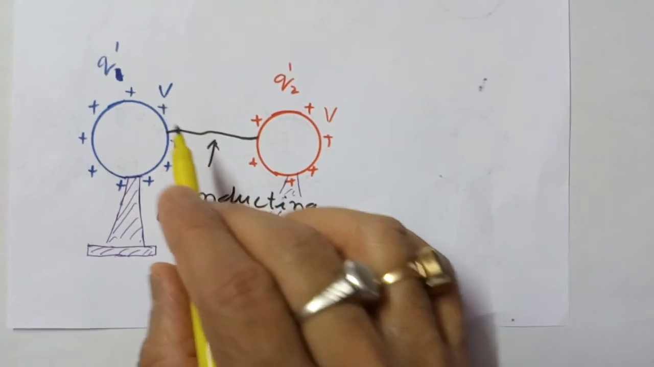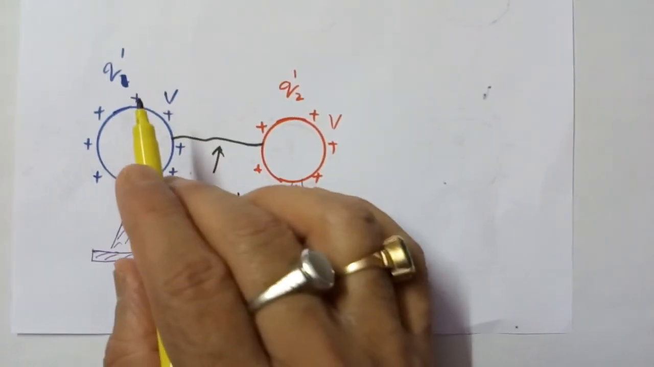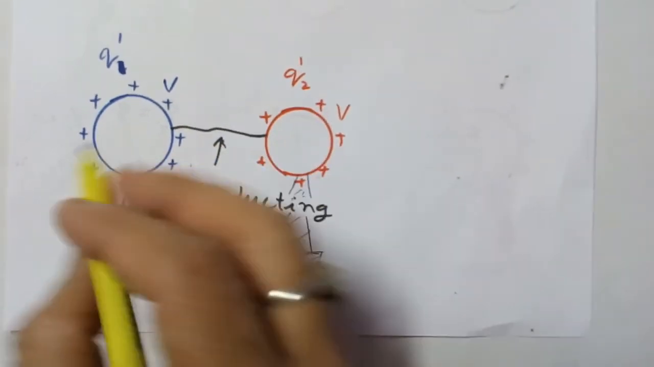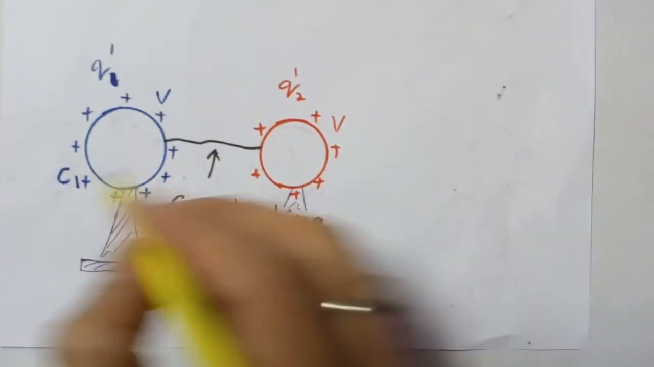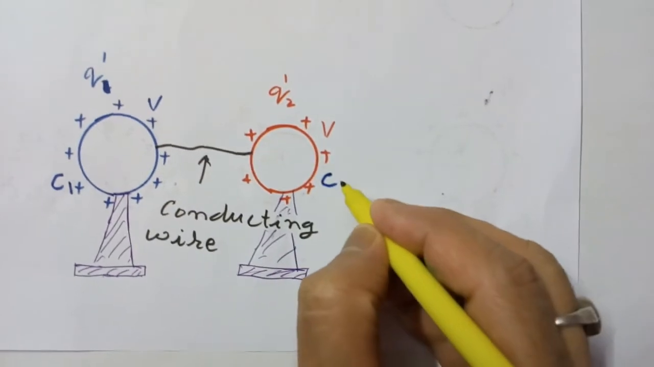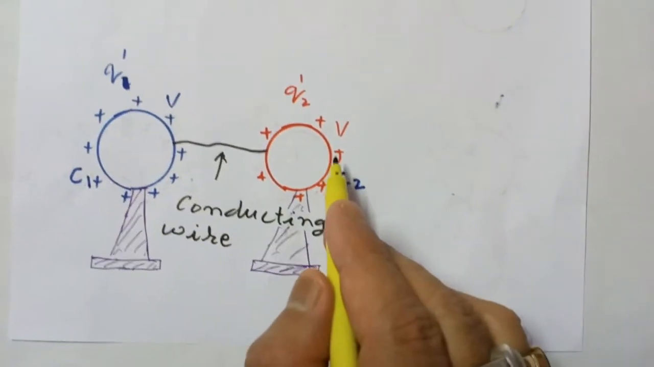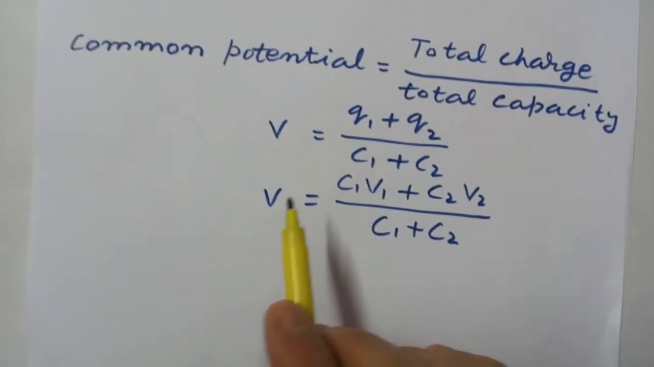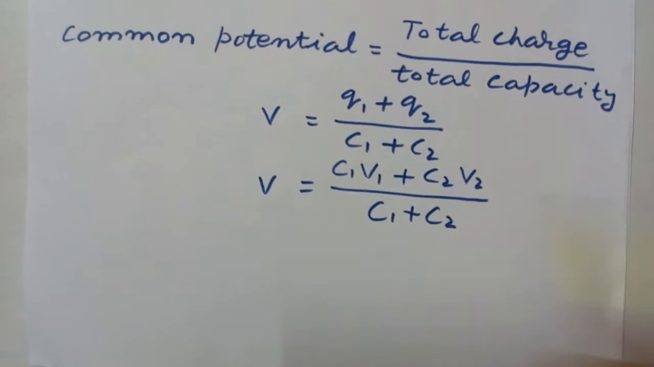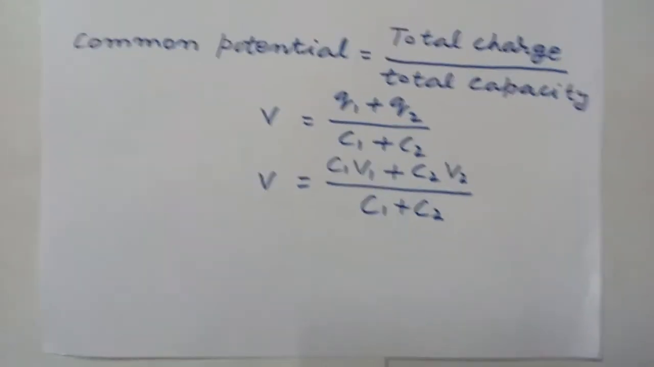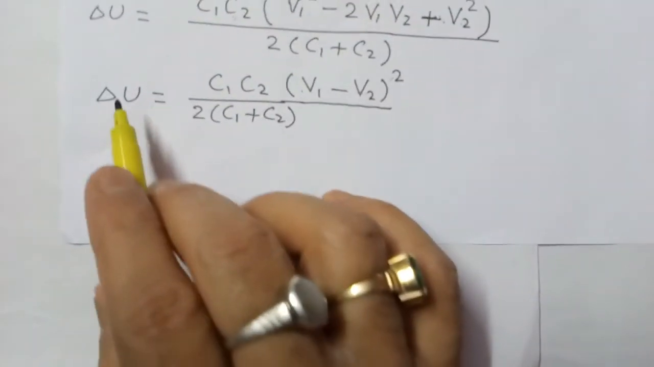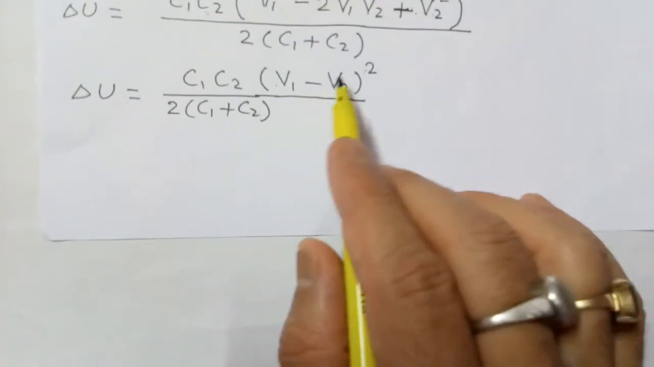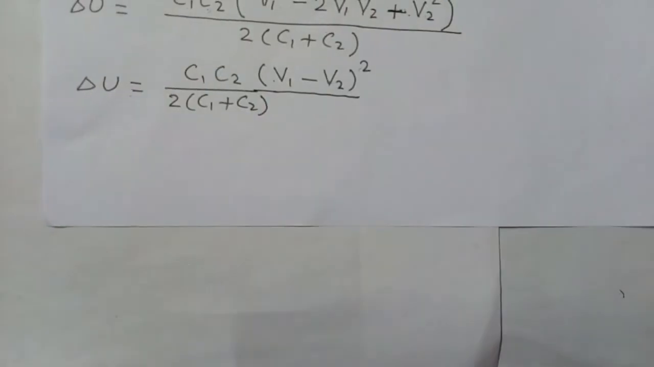So suppose common potential is V. Now charge on first conductor is Q1 dash, charge on second conductor is Q2 dash, and their capacity is same, C1 and C2. So here also common potential will be equal to C1 V1 plus C2 V2 upon C1 plus C2. Process is same, and loss in energy delta is equal to C1 C2 multiplied by V1 minus V2 whole square upon 2 C1 plus C2.